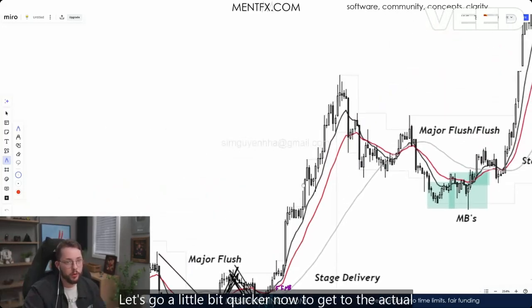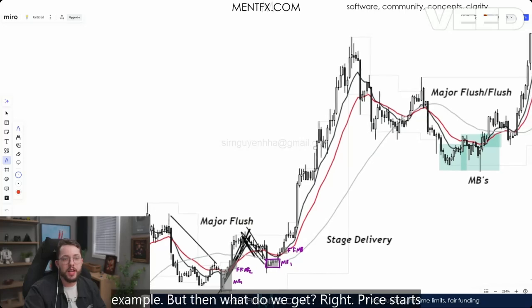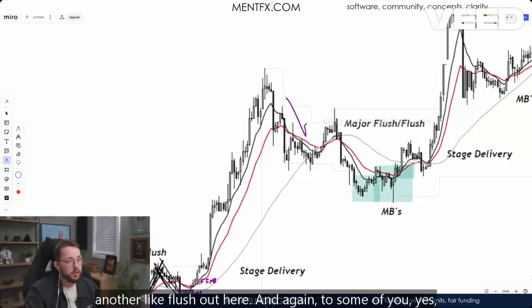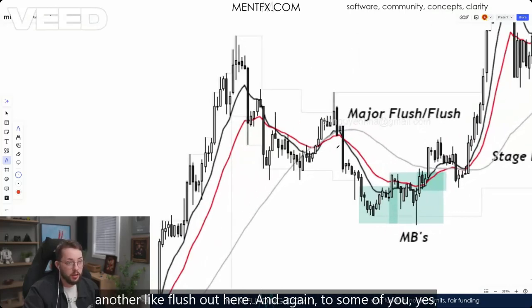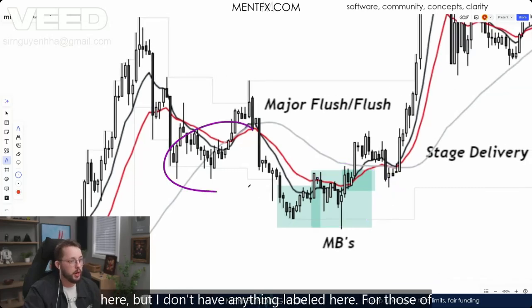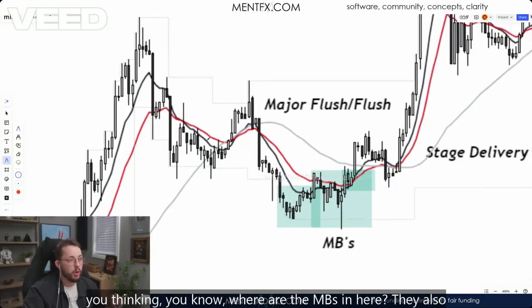Let's keep going, okay? Let's go a little bit quicker now to get to the actual example. But then what do we get, right? Price starts another flush out here. And again, to some of you, yes, those of you thinking, right, because I have it labeled here, but I don't have anything labeled here. For those of you thinking, where are the MBs in here?